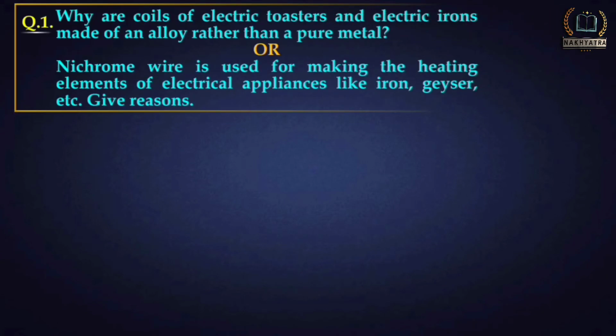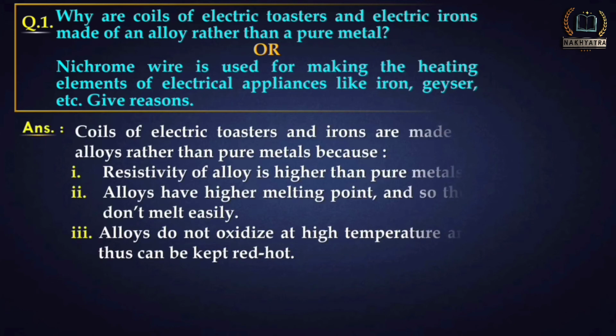Now let's do some questions. Why are coils of electric toasters and electric irons made of an alloy rather than a pure metal? Or the question can be asked as, nichrome wire is used for making the heating elements of electrical appliances like iron, geyser, etc. Give reasons. Okay, so see the answer.